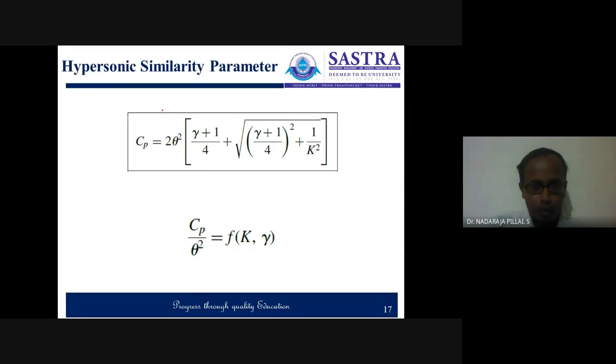So the final equation will become like this: Cp is equal to 2 theta square into gamma plus 1 by 4 plus root of gamma plus 1 by 4 square plus 1 by k square. So we use this theta here and we can write everything in terms of k and gamma. I stop at this point, and this hypersonic parameter has a lot of application in the later stage. We will see that in the coming classes.